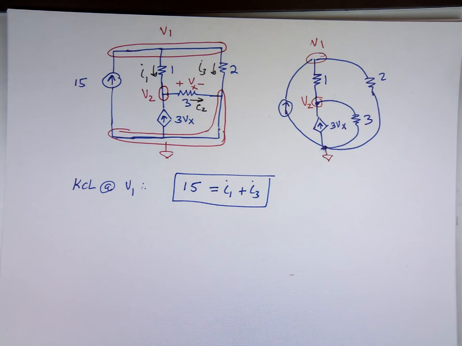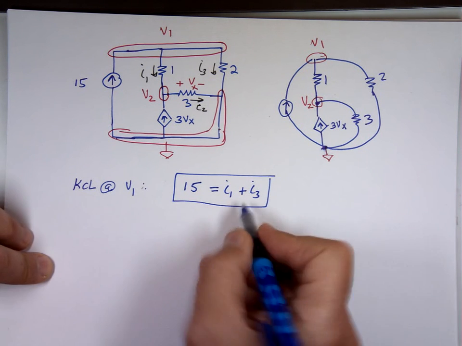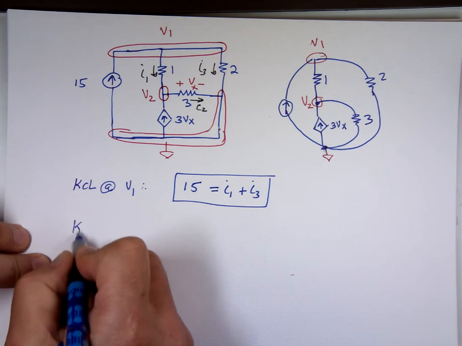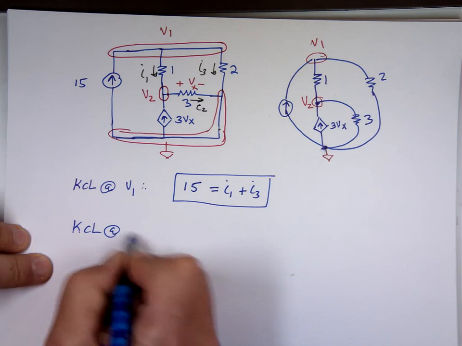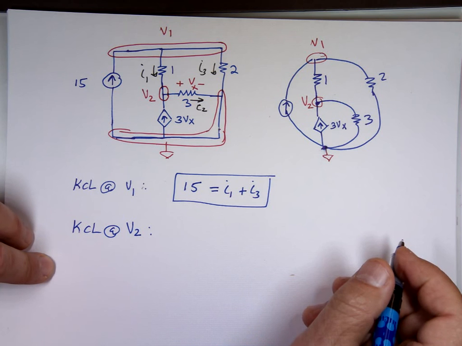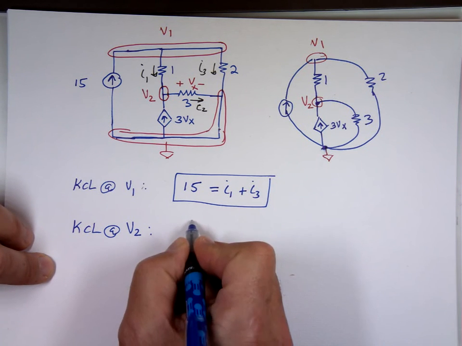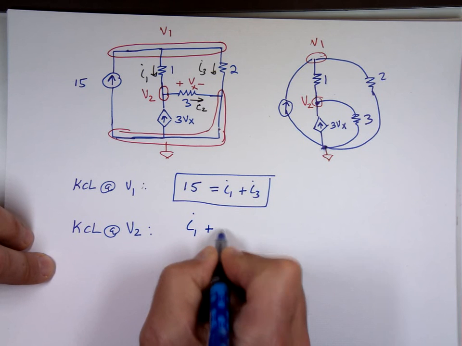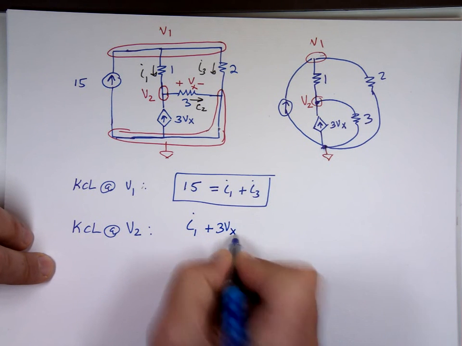The current in equals the current out. KCL at V2. What do we have going in? I sub 1 plus 3Vx. And what's leaving? I sub 2.